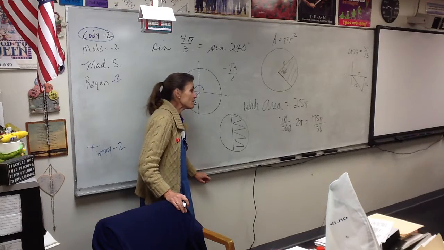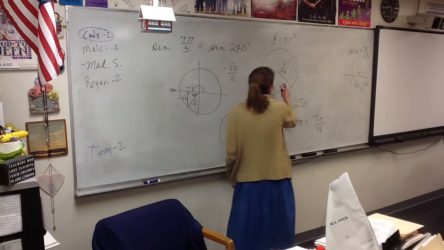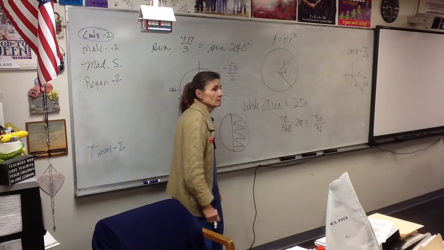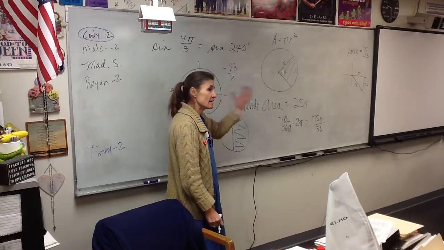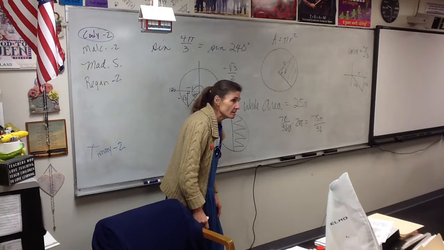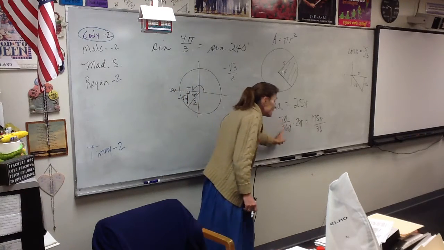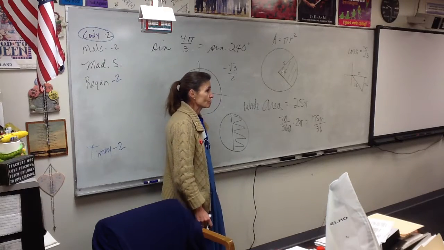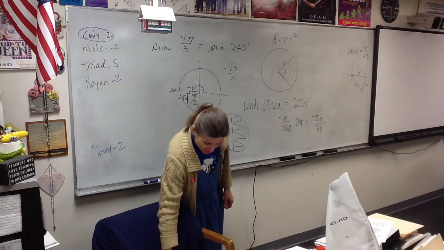So the next time you see this problem, if this is a 110, you will do everything exactly the same except what? 110/360ths, right? That's easy. All right, number 6.